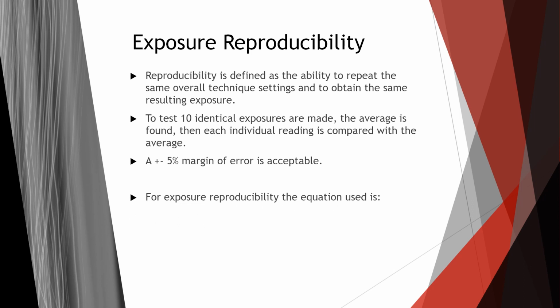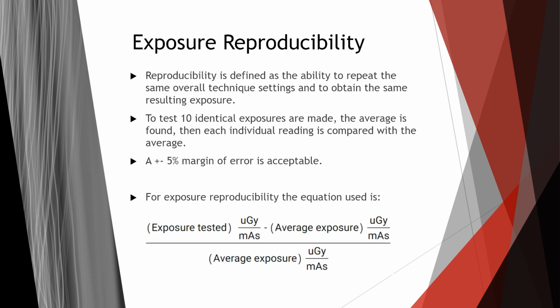For exposure reproducibility, the equation used is very similar to the one for mA linearity. The similarity is right here: micrograys divided by mAs. That's the exact same value we found in the last test, the mA linearity. So we take the exposure tested versus the average. We find the average of the 10 by just adding them up and dividing by 10. That will be the average, this value.